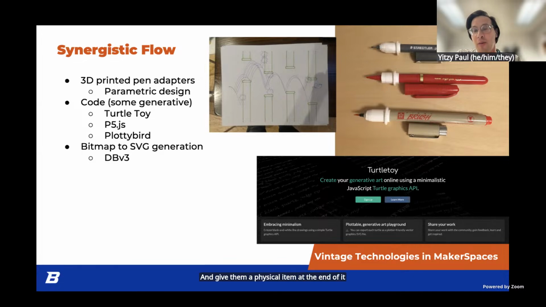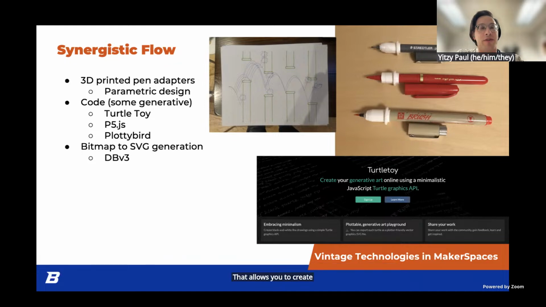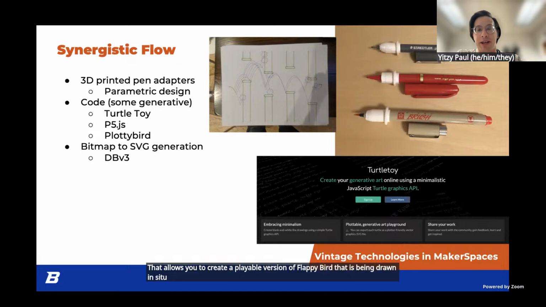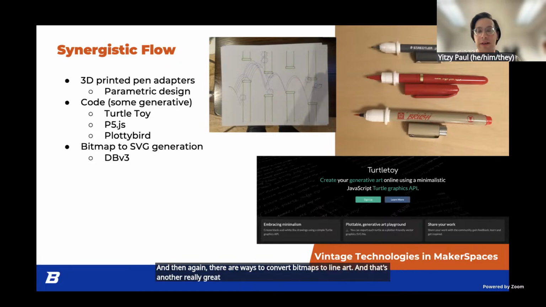There's also a wonderful little piece of software called Plotty Bird that allows you to create a playable version of Flappy Bird that is being drawn in situ. And it has become one of the best ways for us to table or just show off our space to people when we have to do fests and things like that. And then again, there are ways to convert bitmaps to line art, and that's another really great teaching tool.